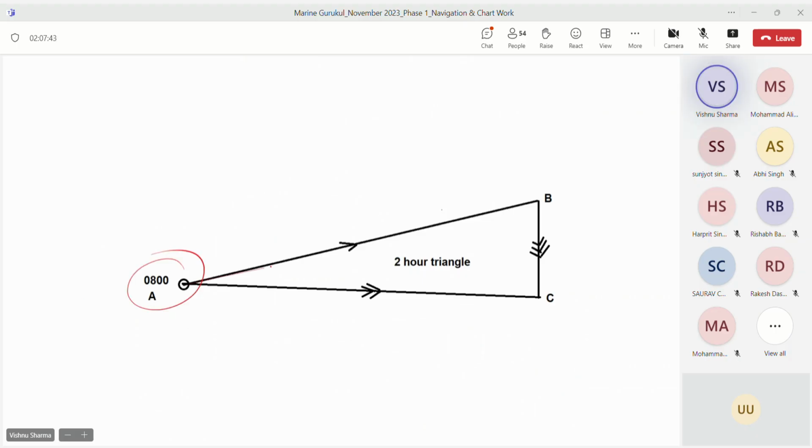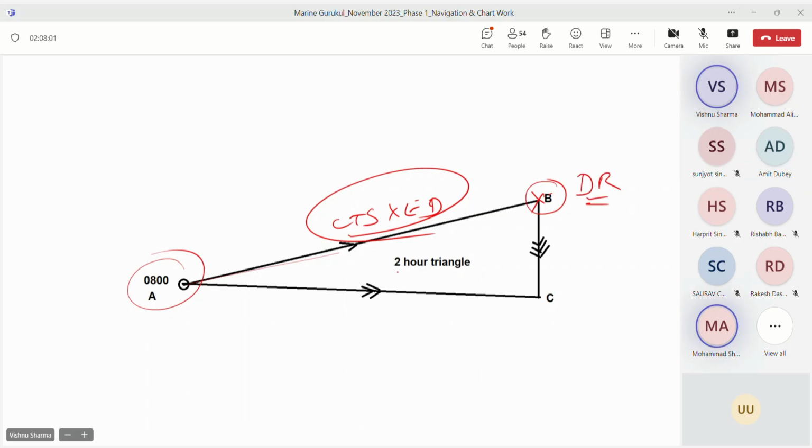If I put the CTS and engine distance, what do we call B? When you allow for the CTS and engine distance, what is B called? B is called a DR position. So this is the DR, yes or no? Yes. Whether it is 1 hour or 2 hours or whatever. What is C after allowing the current? This is the fix. Yes or no?